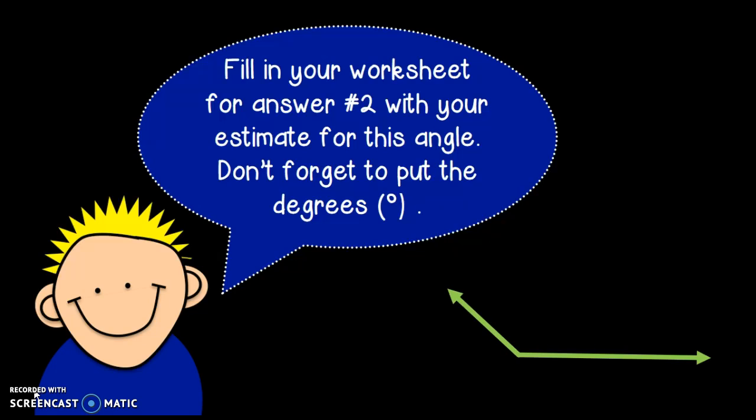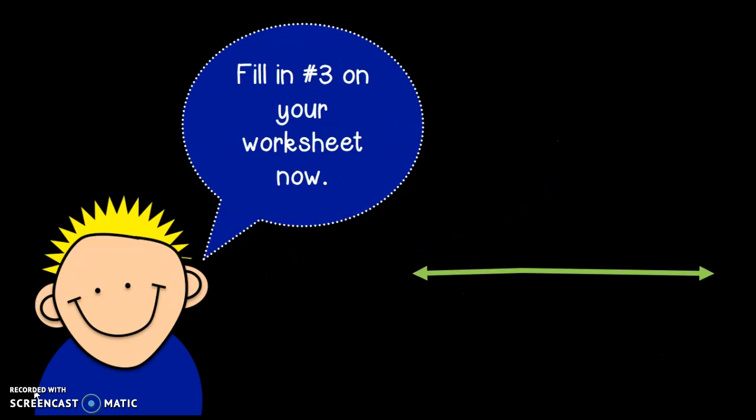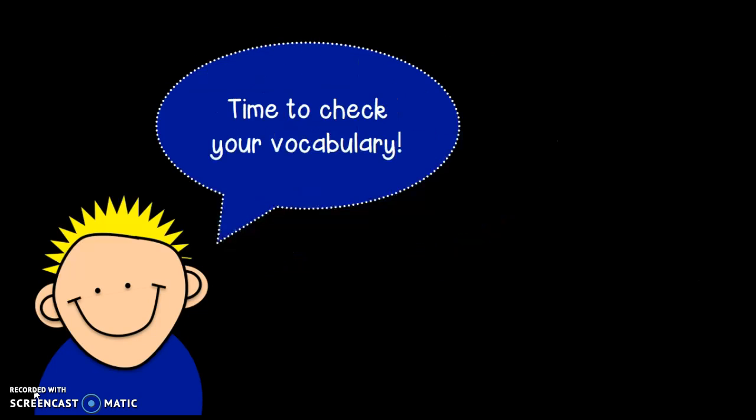Fill in your worksheet for answer number 2 with your estimate for this angle. Don't forget to put the degrees. I see that it is greater than a right angle, but not yet a half turn. I know it is obtuse and estimate it to be 130 degrees. Fill in number 3 on your worksheet now. Well, to me it looks like a straight line, but I know we learned about a straight angle, and it measures 180 degrees. Time to check your vocabulary.